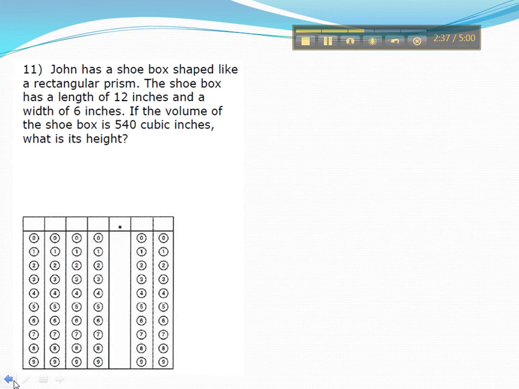Number 11. John has a shoebox shaped like a rectangular prism. The shoebox has a length of 12 inches and a width of 6 inches. If the volume of the shoebox is 540 cubic inches, what is its height? Formula for volume of rectangular prism, we just used it on the last problem. V equals big B times H.